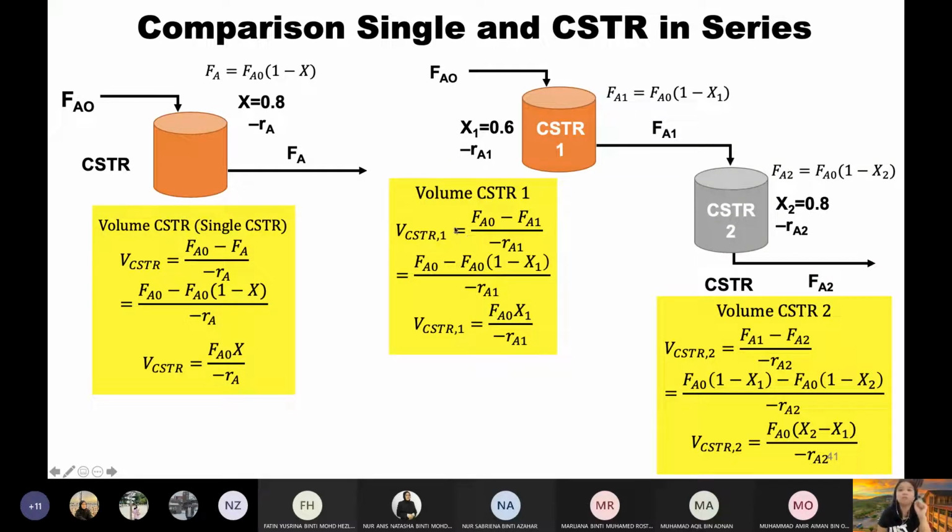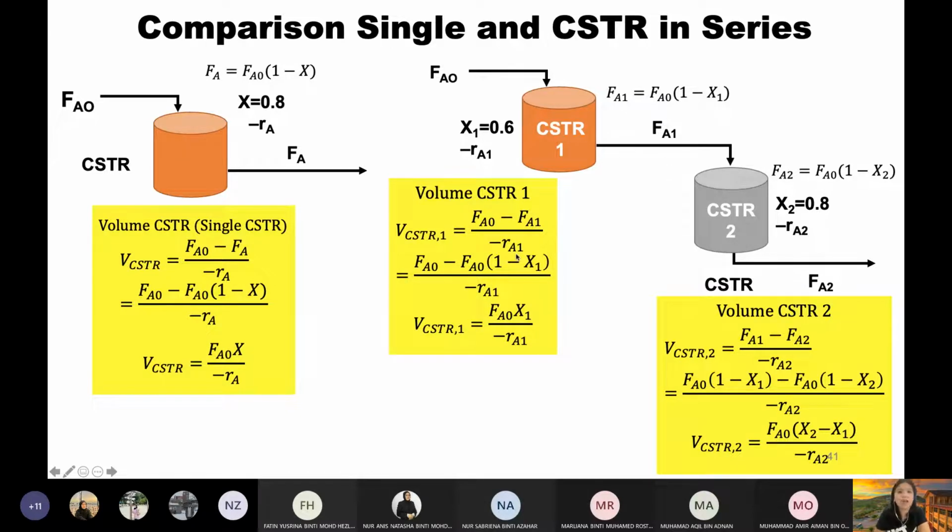So the volume of the first CSTR and the volume of the second become different. You have to understand the reactor volume can be different. Although you arrange them in series, the reactor volumes can be different, or in the easiest words, the required volume can be different. So for the first reactor, the volume becomes FA0, the molar flow rate entering the first reactor, minus FA1, the molar flow rate exiting, divided by minus RA1.